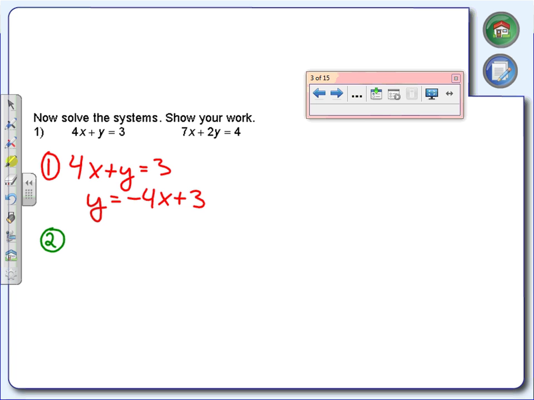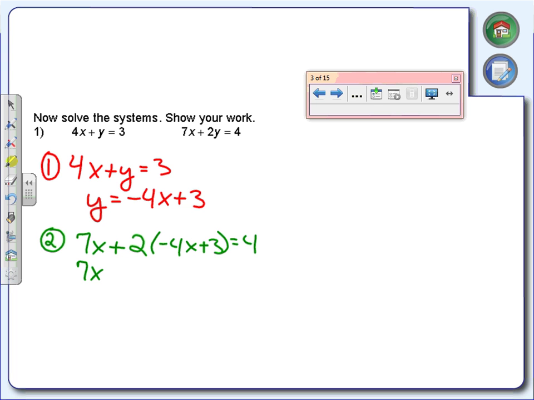Step 2. Use the other equation, which in our case is going to be the 7x plus 2y equals 4. Use the other equation, but replace the variable with its equivalent expression. So we're going to replace y with a negative 4x plus 3. Everything else is going to remain the same. And from here, we're going to solve for the x.